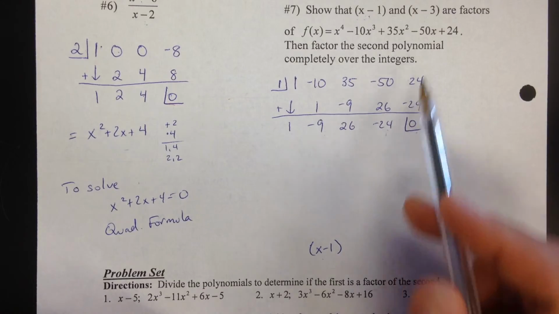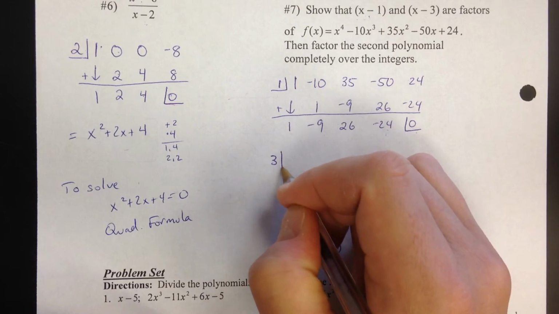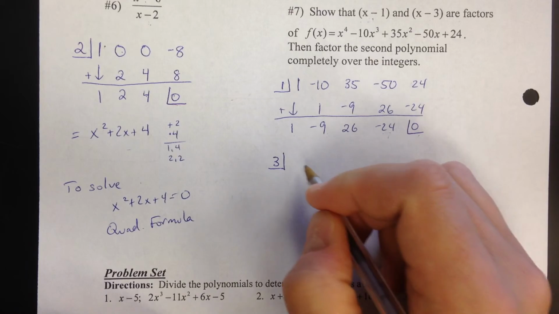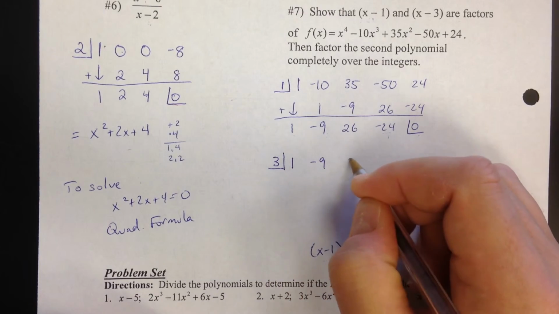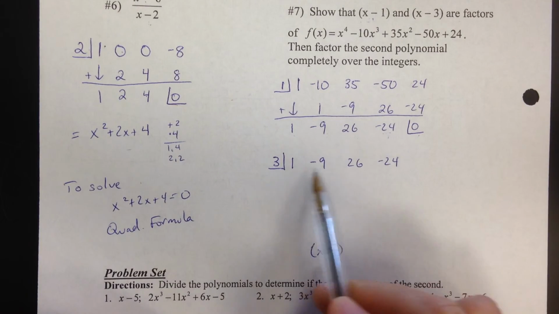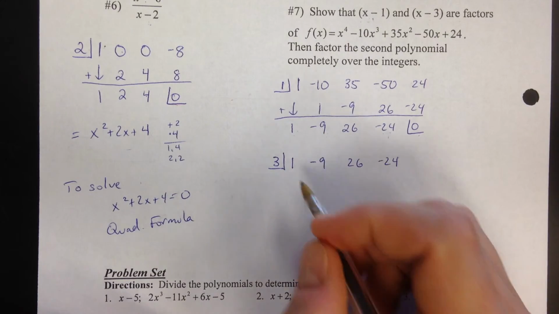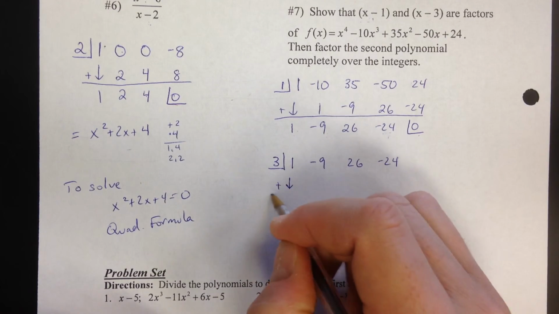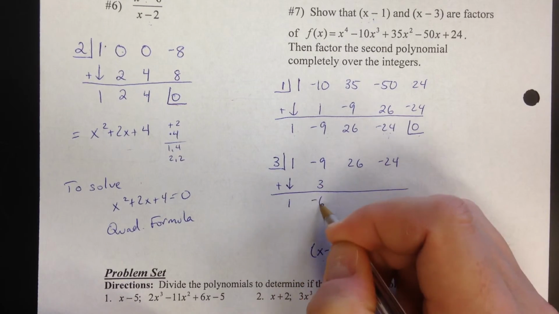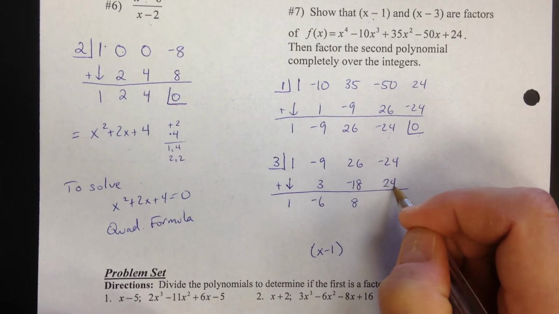So what I'm going to do is when I test this second factor, x minus 3, okay, so 3 is in the corner now, I'm going to use the depressed polynomial to do it. 1, negative 9, 26, negative 24. The reason I'm doing it is because it's shorter. I've already broken it down from an x to the fourth to an x to the third. So this will go a little bit faster. So I'm going to repeat the process. So 1, 3, negative 6, negative 18, 8, 24, 0.